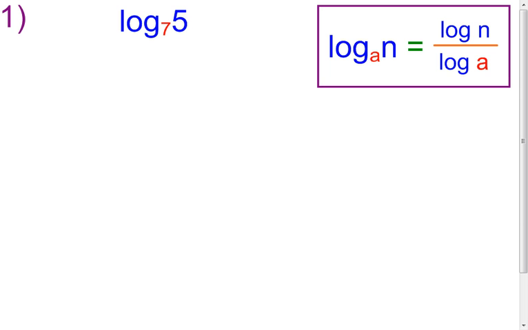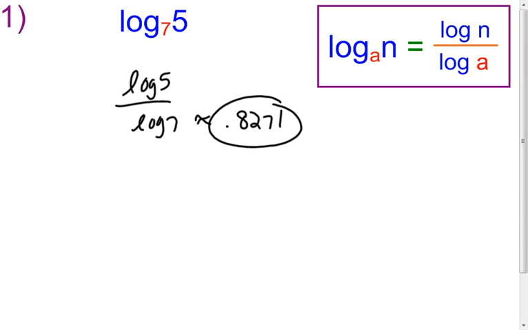And here we go. So all I need to do on this one is take log of 5 and divide it by log of 7. And when you take log of 5 divided by log of 7, you should get 0.8271. Okay?